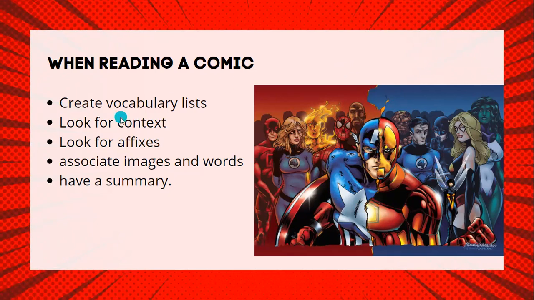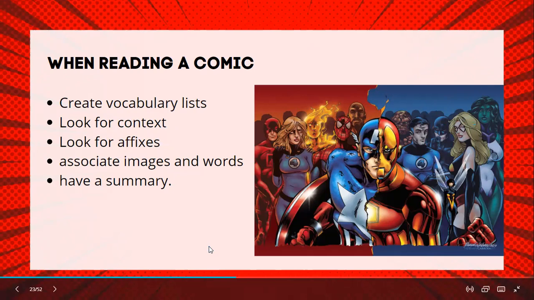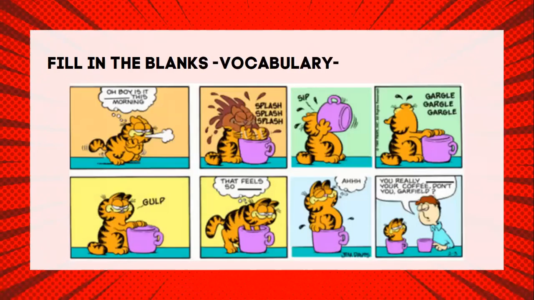In terms of vocabulary, we can look for the context. So, okay, what happened? Probably the movie can help us. We can look for suffixes and prefixes for words. We can associate the images, so we can say, okay, what people are in one group or in the other group. We can even write a summary of what we think. Here is an activity that you can also use.